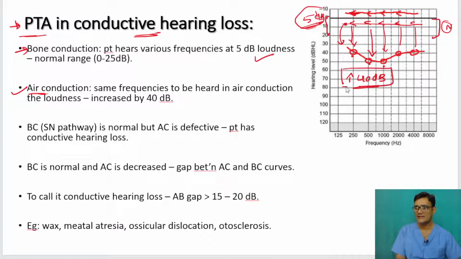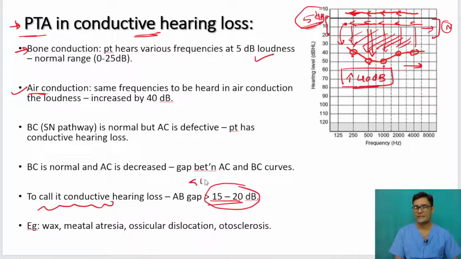So air conduction has got affected by 40 decibels, because of which there is an air-bone gap. There is a gap between the air conduction curve and the bone conduction curve. Bone conduction is normal, but the air conduction has decreased, meaning we have to give more sound. That is why there is a gap. To call it conductive deafness, the air-bone gap has to be greater than or equal to 15 to 20 decibels. If it is less than 15 decibels, we do not consider it as an air-bone gap.